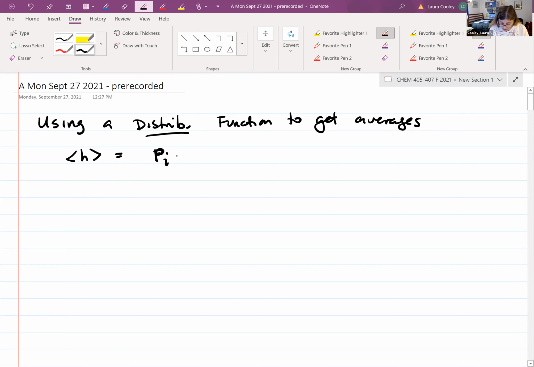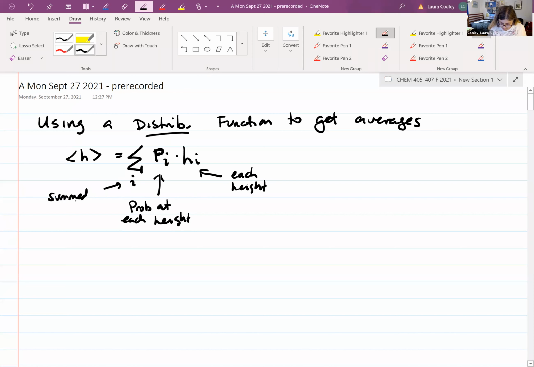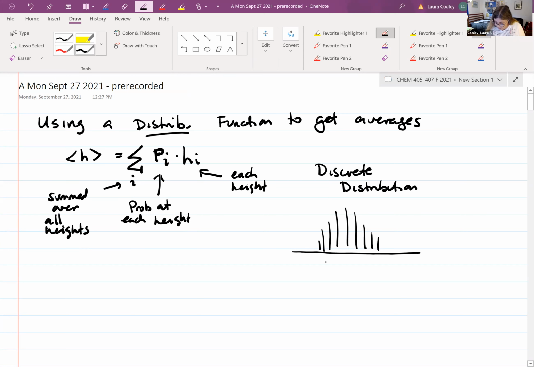So the probability at each height times a particular height summed over all heights, okay? So this is the probability at each height multiplied by each height and summed over all heights would give you the average height, okay? Now, this is for what we call a discrete distribution. And a discrete distribution is like the one I showed you where you would have finite intervals, like maybe 2 inches or whatever you wanted it to be for height.